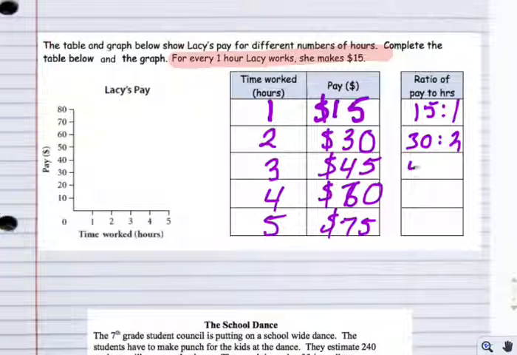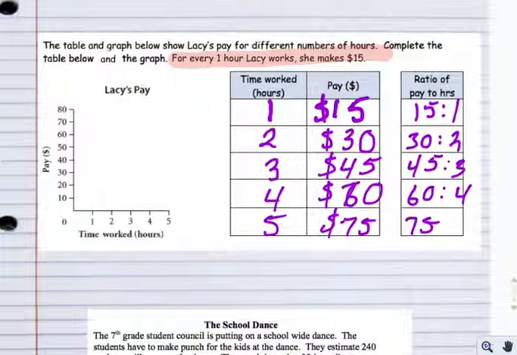Remember, you can always simplify ratios just like you can fractions, so you may want to look and make sure that this is a constant ratio, right? When I'm comparing 15 to 1, 30 to 2, 45 to 3, all those ratios can be simplified to be the same amount, which is 15 to 1. It also asks us to fill in the graph.